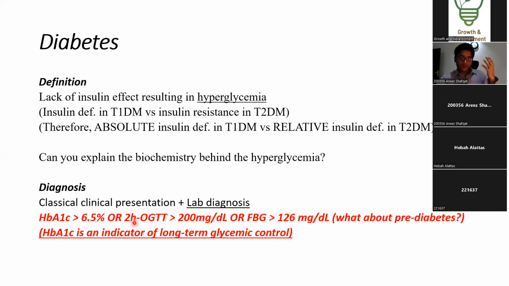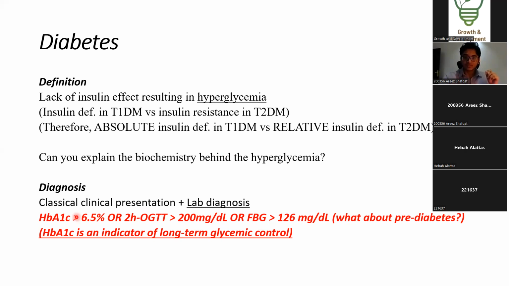Now, let me give you some more information. Normal HbA1c is less than 5.7. Normal 2-hour OGTT, oral glucose tolerance test, is less than 140. Normal fasting blood glucose is less than 100.